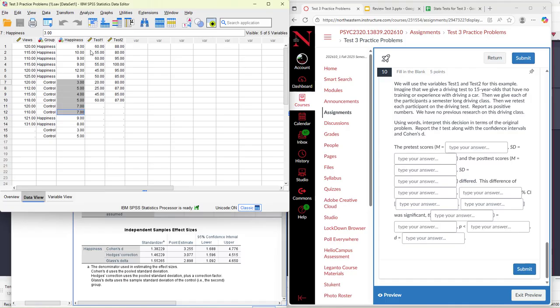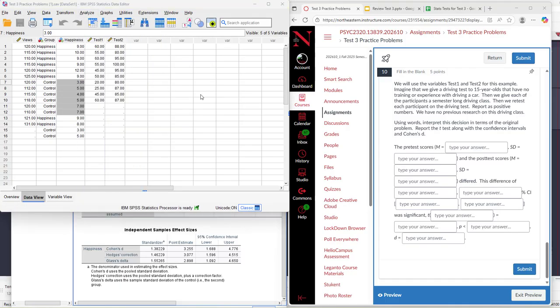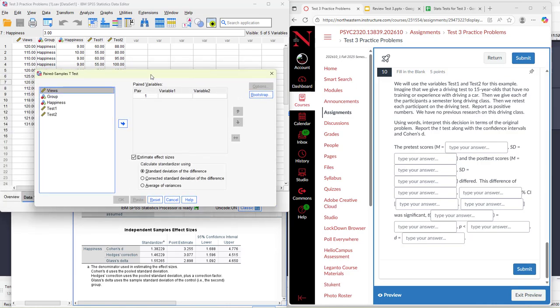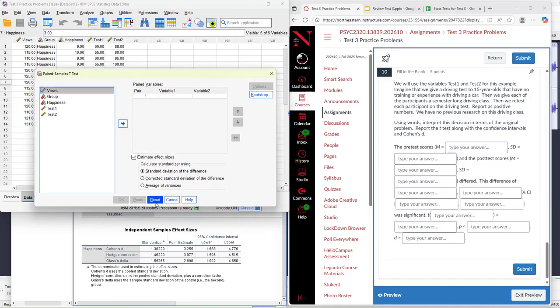Look at the data set. Test 1, test 2, analyze, compare means, paired samples t-test. And then we're going to move test 1 over and then test 2 over. Okay, I'm going to reset that. I know that they scored higher. I can look at it.